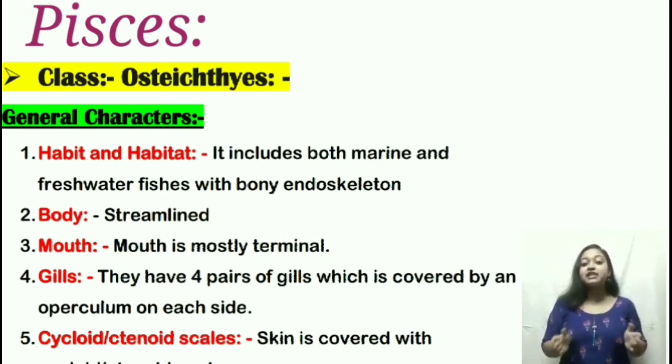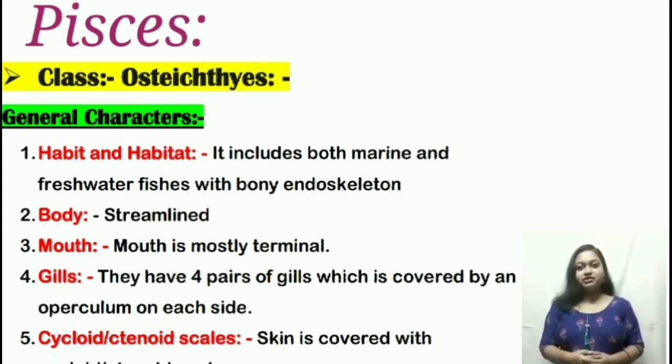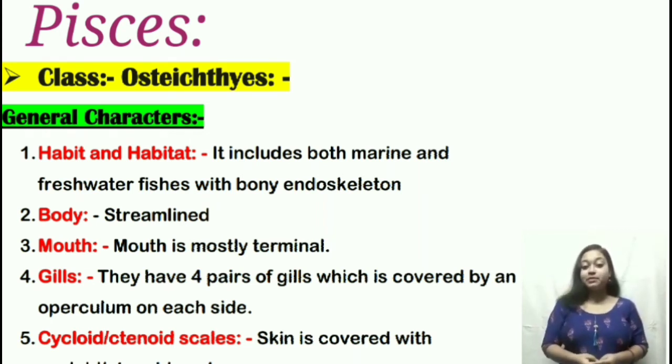So the next class is Osteichthyes. The first point of Osteichthyes is habit and habitat. They are found in both marine and freshwater, with a bony endoskeleton. Then the second point is body. Their body is streamlined. The third point of Osteichthyes is their mouth. Their mouth is terminal. It is placed at the terminal end of their body.